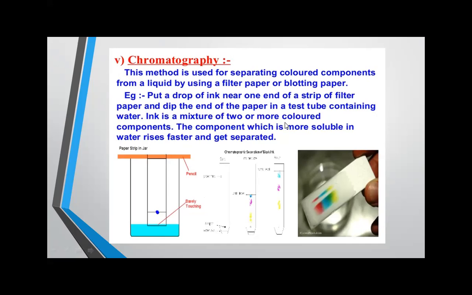Ink is a mixture of two or more colored components. The component which is more soluble in water rises faster and gets separated. So finally, you'll get the paper strip like this and like this.